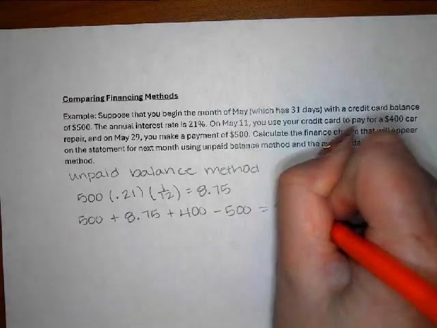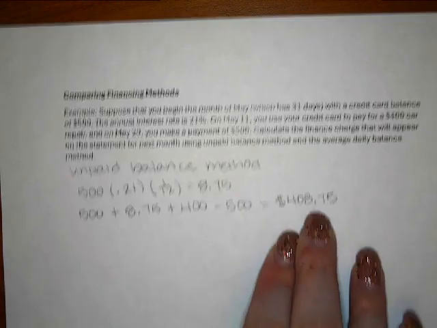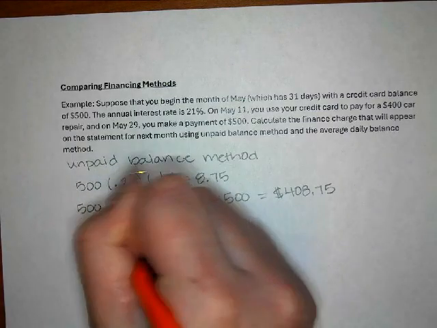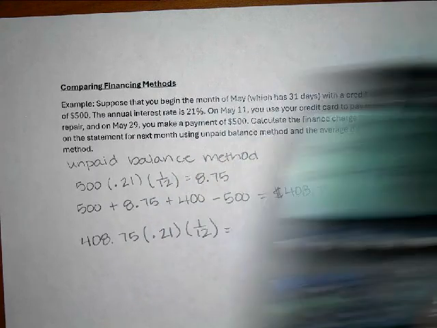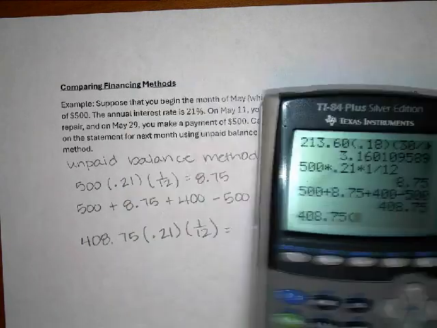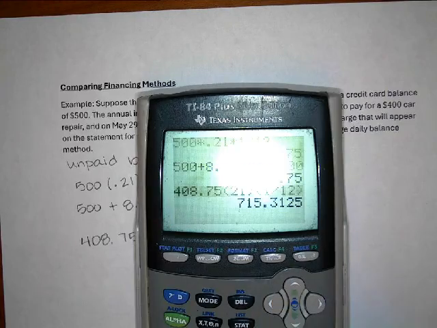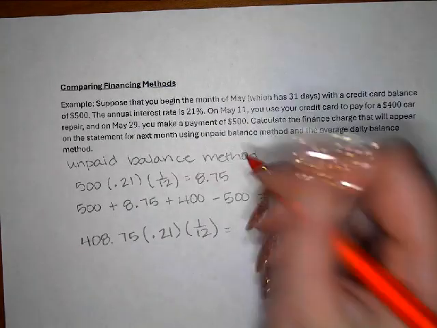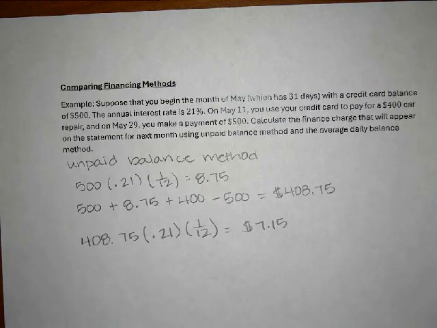Okay, so they said, now for the next month, what is the finance charge that's going to appear? So the finance charge that will appear for the next month is whatever the finance charge that this is going to give. So 408.75 times 21% for 1 month is a finance charge of, it helps if I have my decimal in the right place. There we go. $7.15. Okay, so the finance charge based on the unpaid balance method is $7.15 for the month of June. That's the finance charge for the next month.